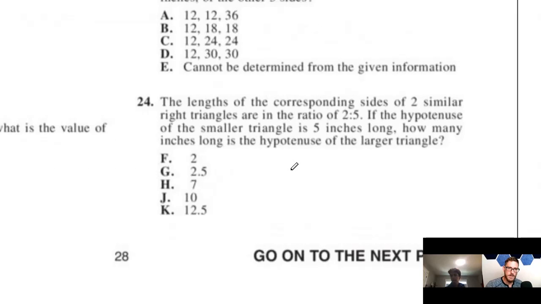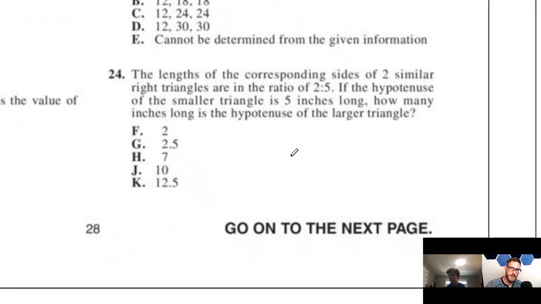All right. The lengths of the corresponding sides of two similar right triangles are in the ratio of 2 to 5. If the hypotenuse of the smaller triangle is 5 inches long, how many inches long is the hypotenuse of the larger triangle? All right, so I would start by drawing two triangles. We know they're right triangles, so there's a smaller one, and then a bigger one that is similar.